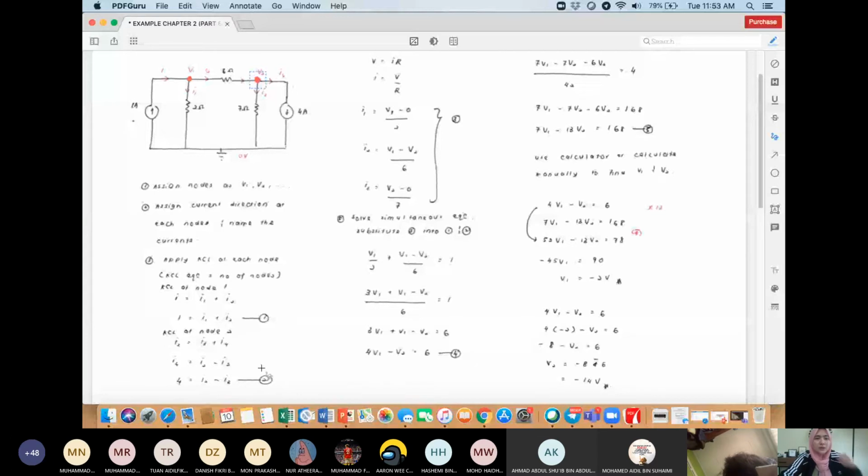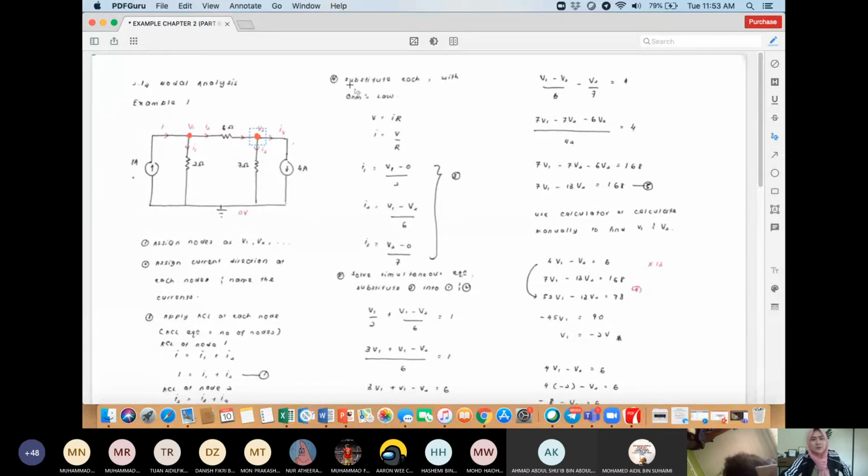Next, what you need to do is the fourth step. Remember the 5 steps. The fourth step is to substitute each current with Ohm's law. Ohm's law is V equals IR, so I is actually V divided by R.